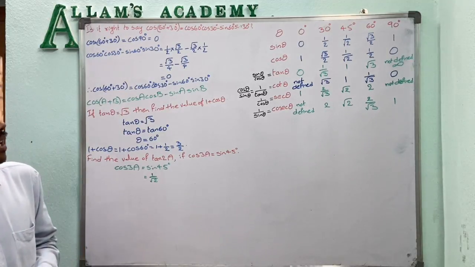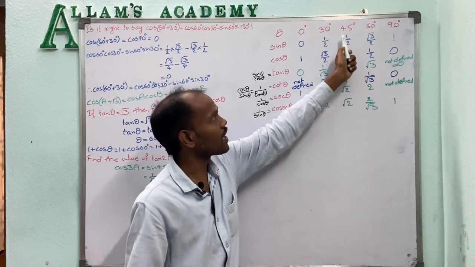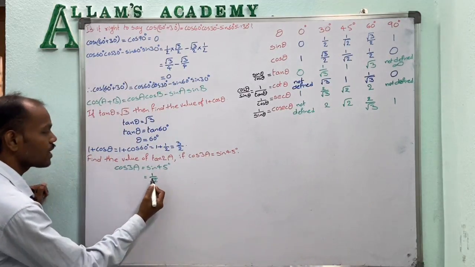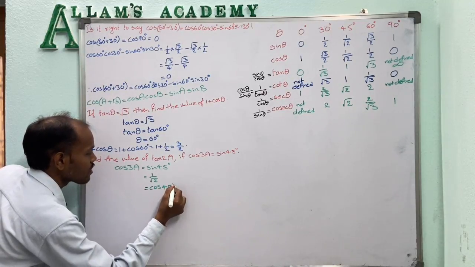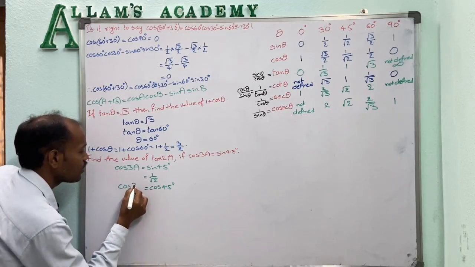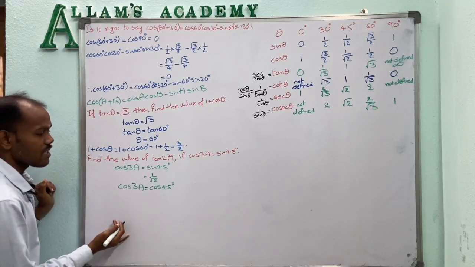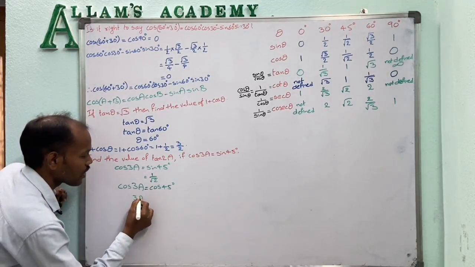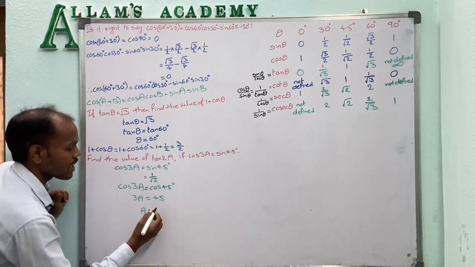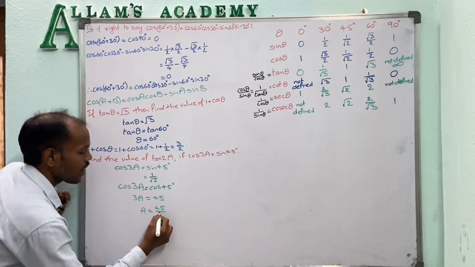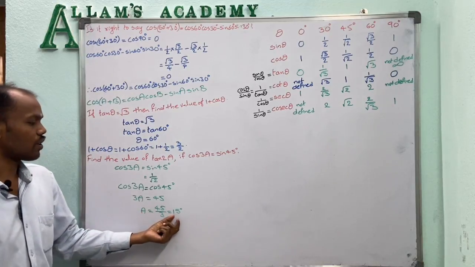Now if we observe, cos is also 1 by root 2 at 45 degrees only. So in place of 1 by root 2, we can take cos 45 degrees. So cos 3a equals cos 45 degrees. Now removing cos on both sides, 3a equals 45. Now a equals 45 divided by 3, since the multiplication by 3 transfers as division. So 45 by 3 equals 15. So a equals 15 degrees.